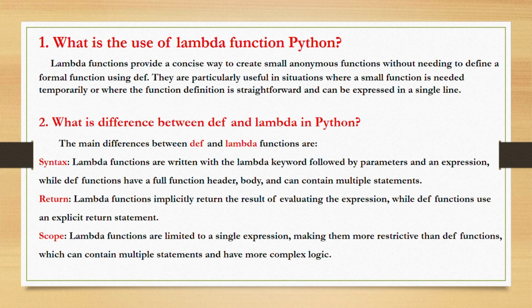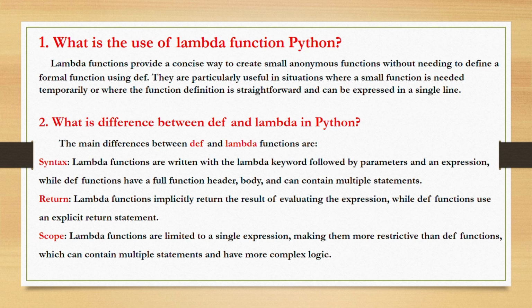So the lambda function provides a concise way to create small anonymous functions. Because we say this is when we want to create anonymous functions, functions where you don't want to specify the names. So without needing to define a formal function using the def keyword, because a normal function in Python uses the def keyword that we already saw when we were dealing with functions in Python, right? So they are practically useful in situations where a small function is needed temporarily, or where the function definition is straightforward and can be expressed in a single line. So can you see when we can use this lambda function? Yes, these are scenarios in which you can use the lambda function.